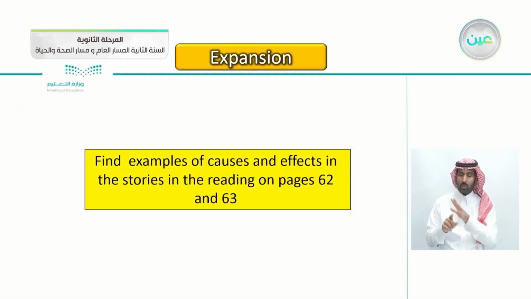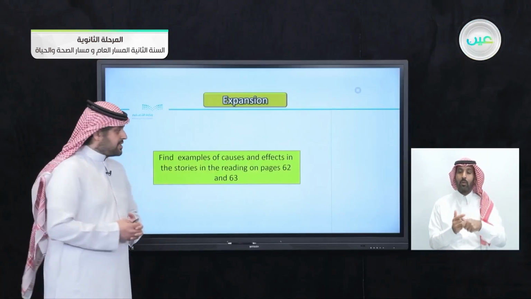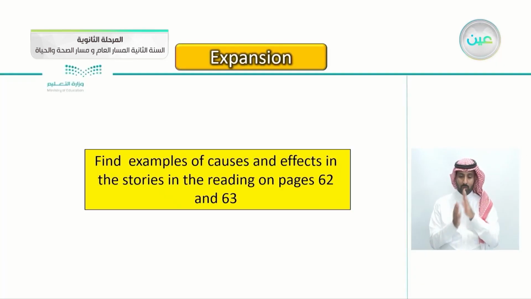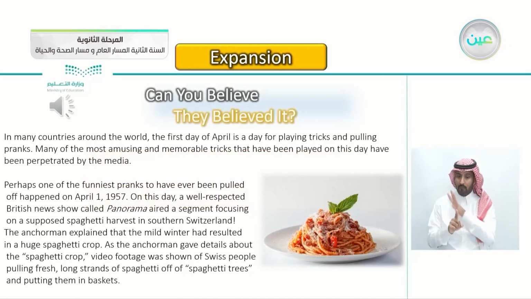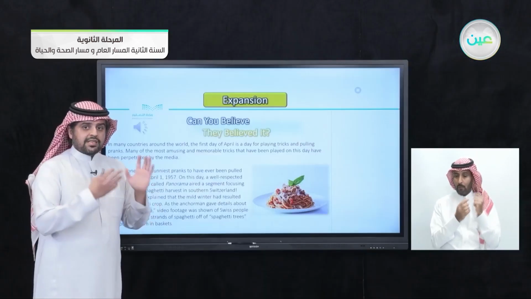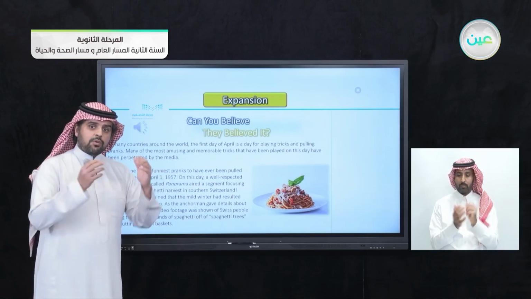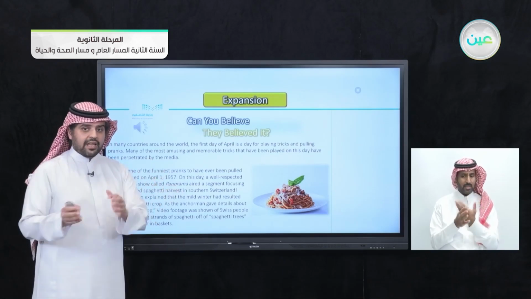For example, here, find examples of cause and effects in the stories, in the reading on pages 62 and 63. If you remember the reading we took in our previous lesson, let's turn to page 62 and 63 and try to find examples of cause and effect in the same way, in the same chart that I just showed you. This is the reading from our previous lesson. Just to refresh our memory, let's listen to the reading article again. Then we will fill the chart of the cause and effect.